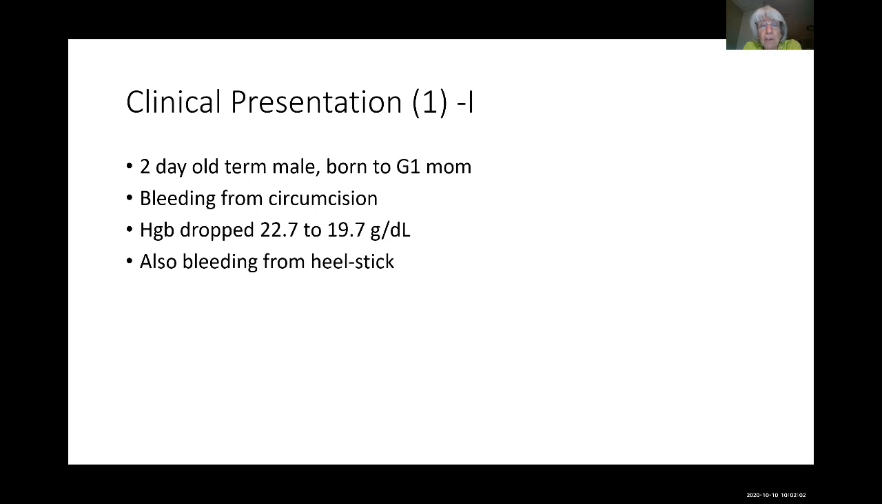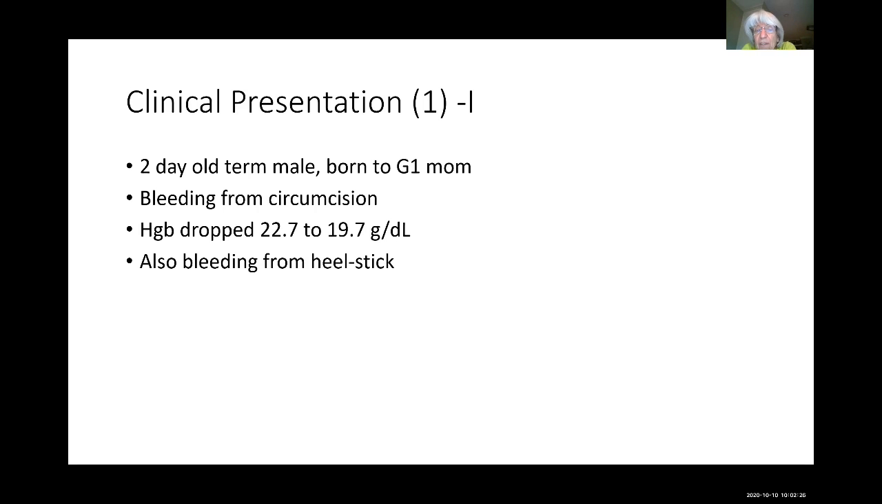So I'm going to show you some very difficult stories, but these are the patients that I've dealt with. The first child I ever met with afibrinogenemia presented when he was 2 days old. He was the first baby born to his mom, and he had a circumcision right after birth, and it bled and bled and bled. And his blood count dropped from 22.7 to 19.7, or 3 grams per deciliter.